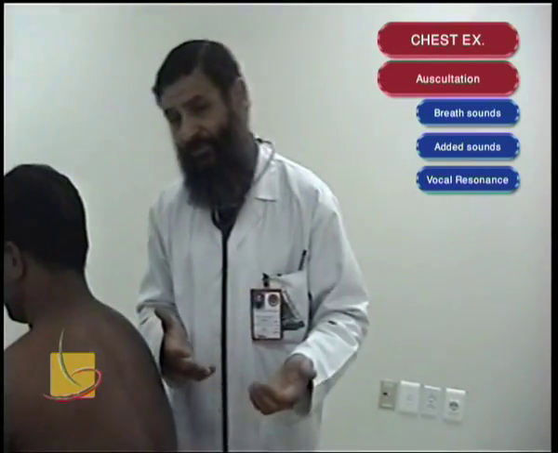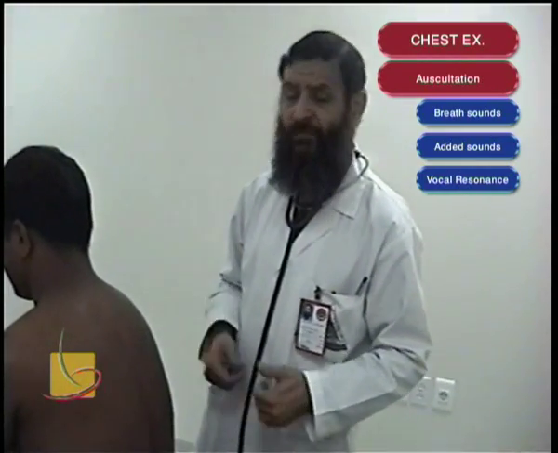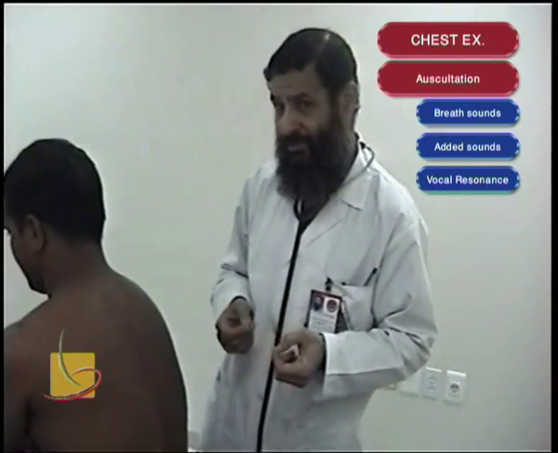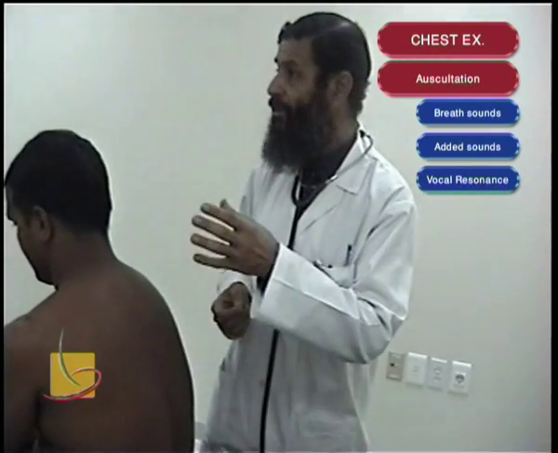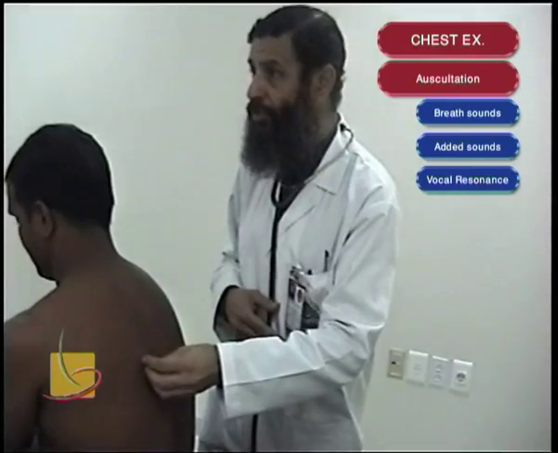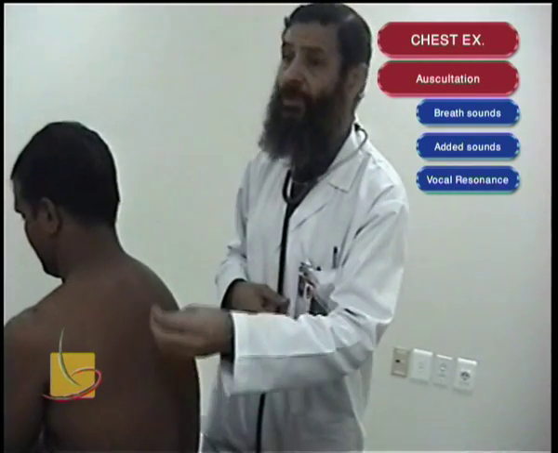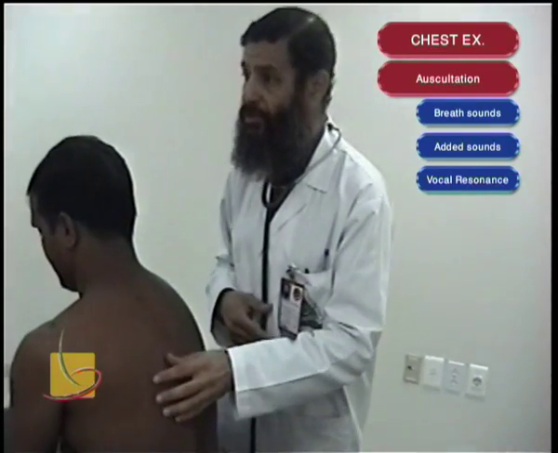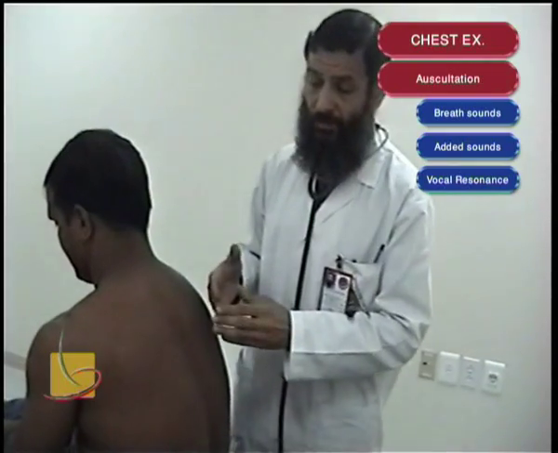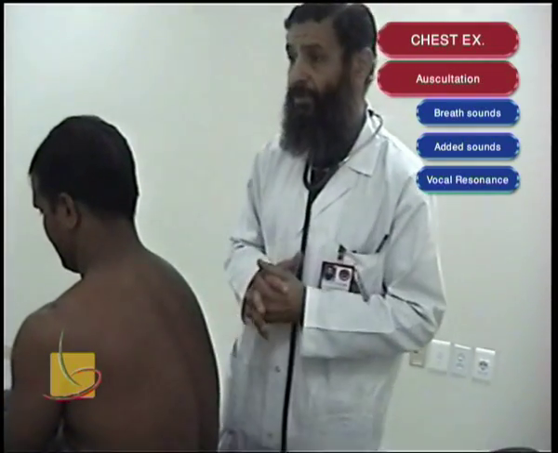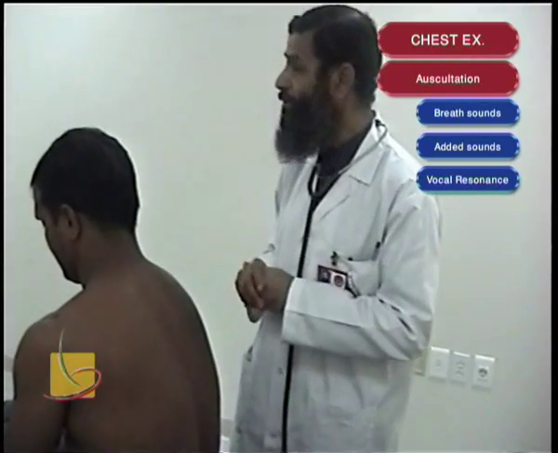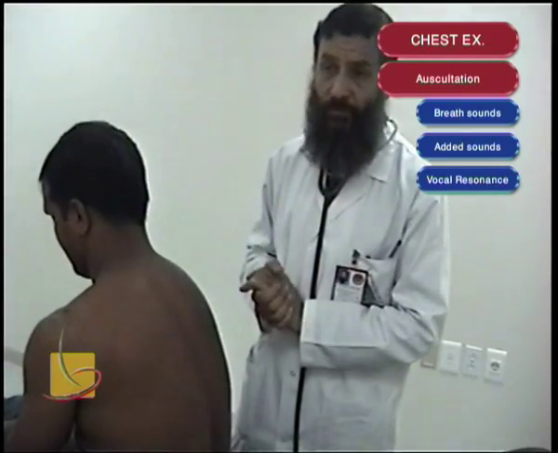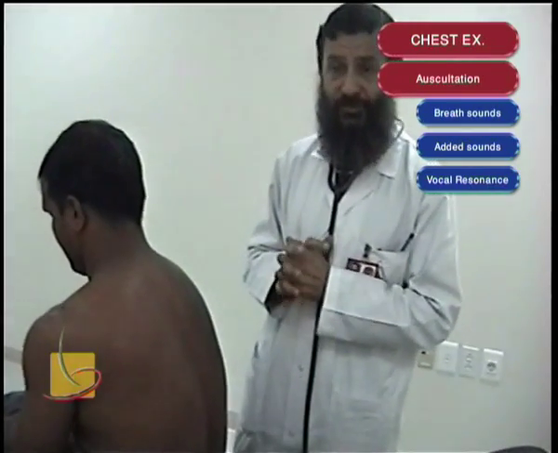So you can start from the very beginning and be generous. Give all your knowledge, because if you give it in pieces, we also give marks in pieces. Say that there are coarse crepitations in the left middle zone. And then the vocal resonance is increased in the left middle zone, the same place. Now what is your final diagnosis? My final diagnosis is chronic obstructive airway disease, acute exacerbation, and lobar pneumonia of the left side, to be confirmed by investigations.